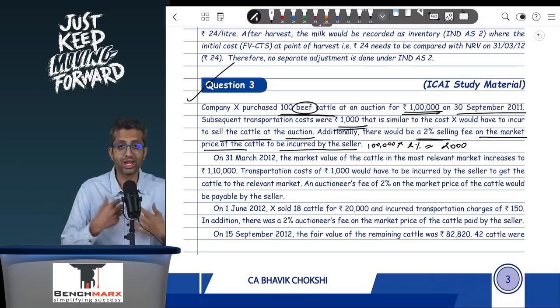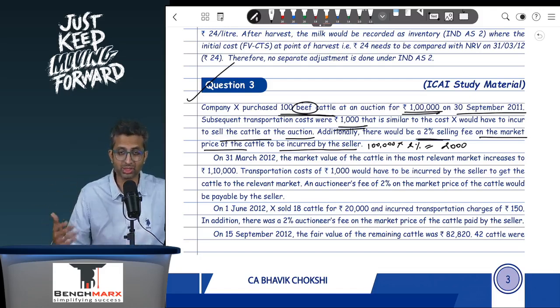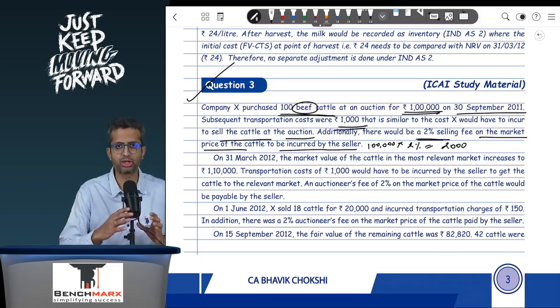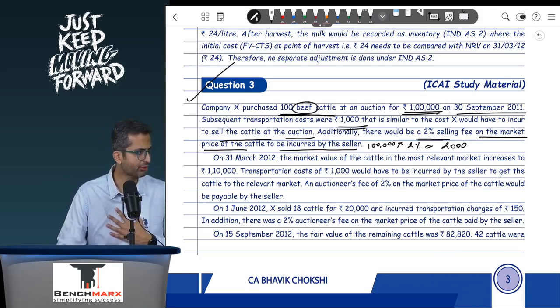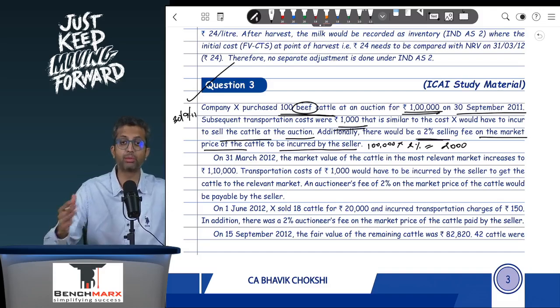However, when I have to measure a biological asset, even if it is beef cattle which is held for the purpose of sale, it is still, till the time there is life, a biological asset to be covered under Ind AS 41. So over here, you will measure it at fair value less cost to sell. So this is the data which is regarding 30th September 2011. If you have gone through the question, there is a lot of data given pertaining to various dates.